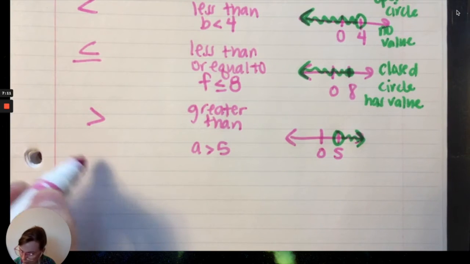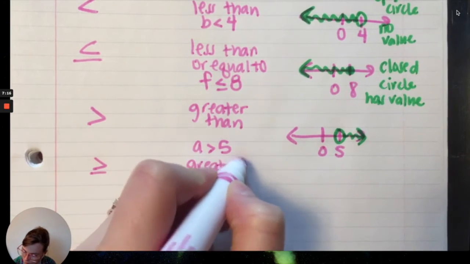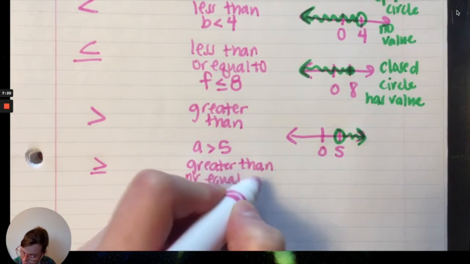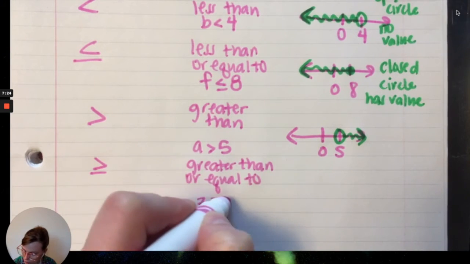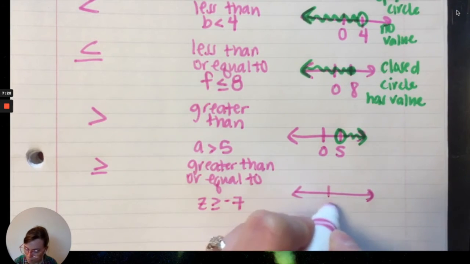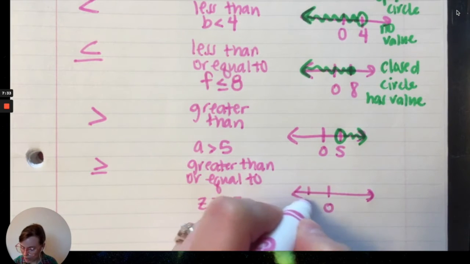All right. And then my next one will be greater than or equal to. And we're going to use z is greater than or equal to -7. So this is our first time with the negative. Try to graph this one on your own. All right, so I have a -7.